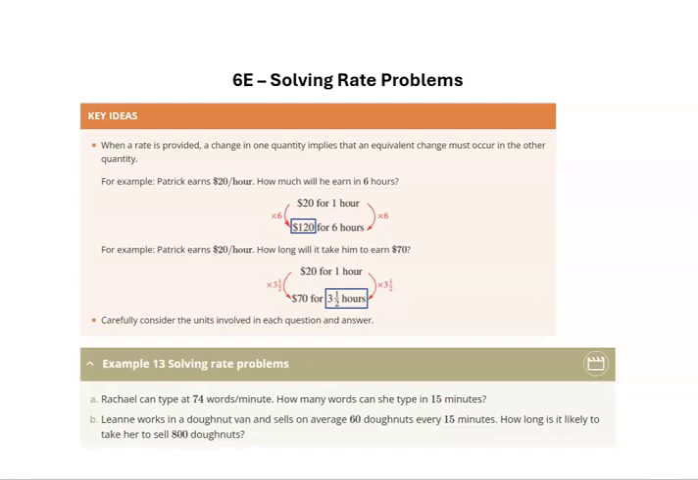For example, if Patrick earns $20 per hour, how long will it take him to earn $70? From 20 to 70, we can get this by dividing 70 by 20. So we can do the inverse to figure out what that multiplication is. If you try that on your calculator, you'd get 3.5, and then go back and check it. 20 times 3.5 will give us 70, so we do the same thing on the other side.